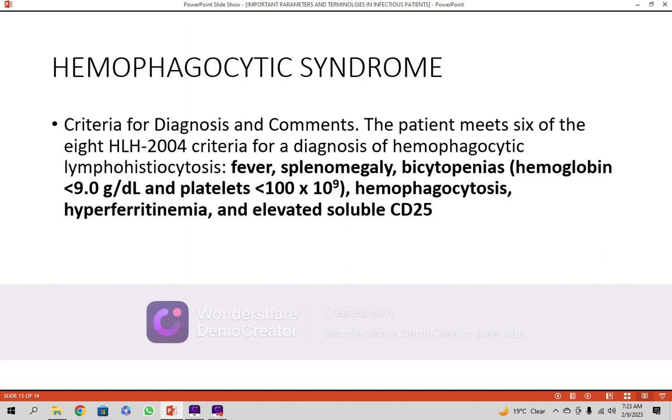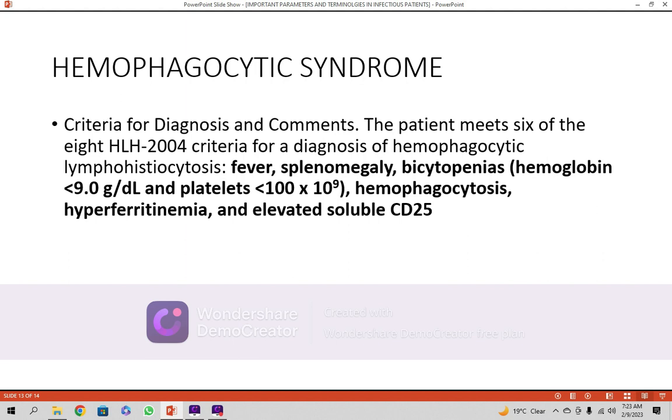It comprises fever, splenomegaly, and bicytopenia. For example, there is thrombocytopenia along with anemia, or leukopenia with thrombocytopenia, or hemophagocytosis. This is the terminology I am saying: hemophagocytosis. The macrophages in the blood, bone marrow or reticuloendothelial system engulf the RBCs.